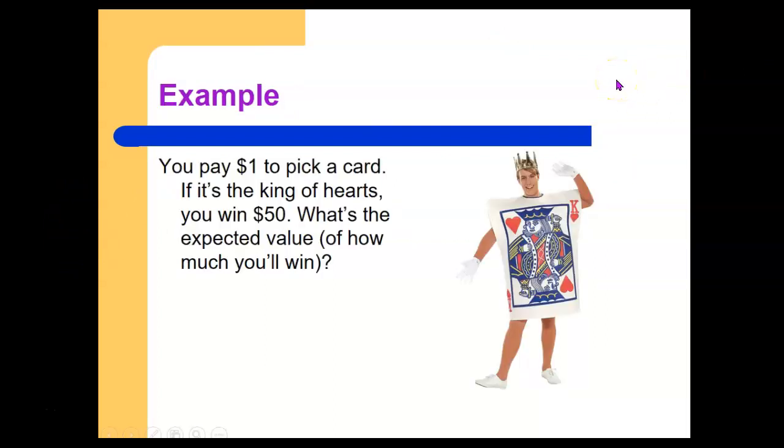Let's try another dumb example to get an idea of how this works. So the way this dumb gambling game works is you pay me $1 to pick a card out of a regular deck of cards. And if the card you pick turns out to be the King of Hearts, you win! Yay, you win $50. So the expected value of how much you'll win, let's see how we calculate that.